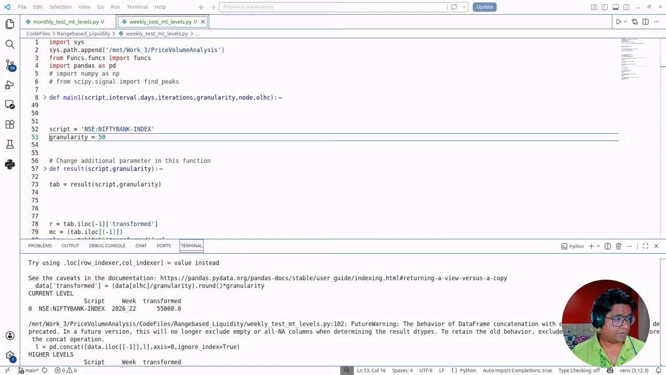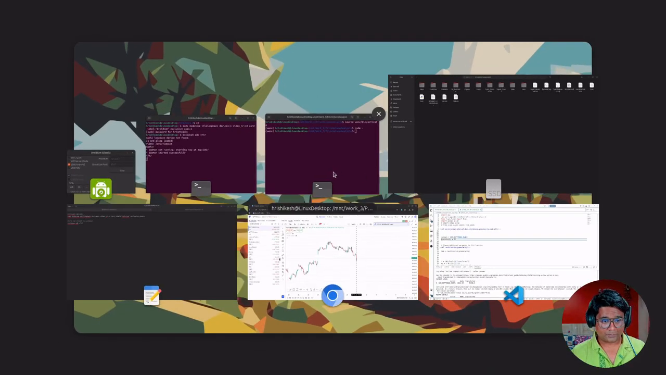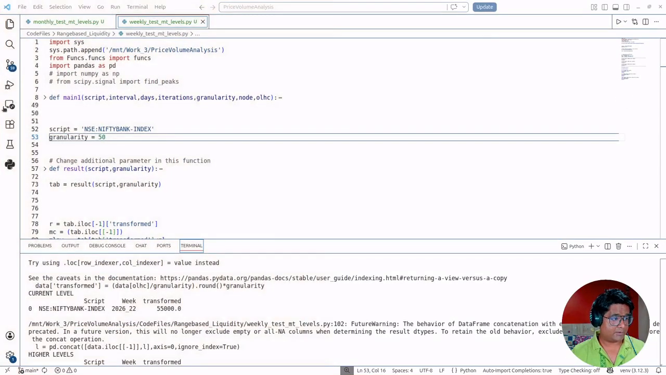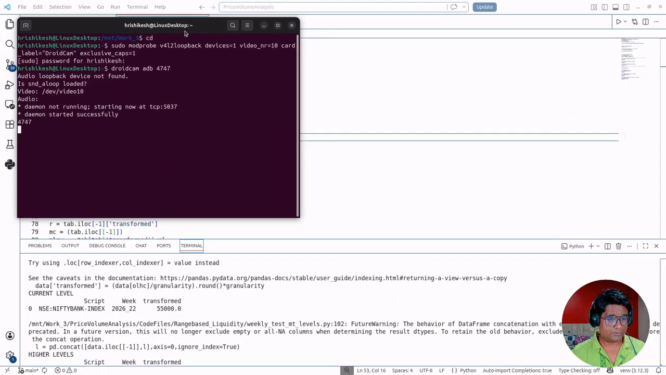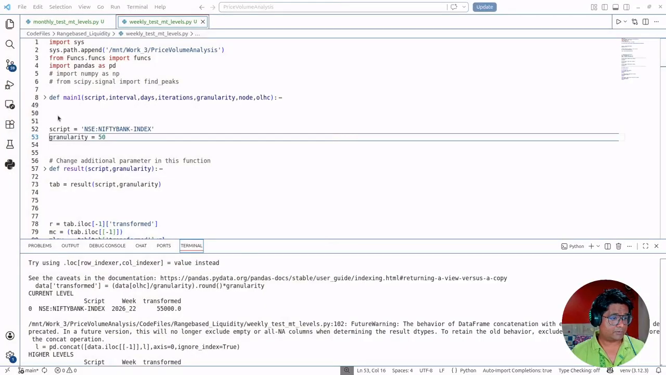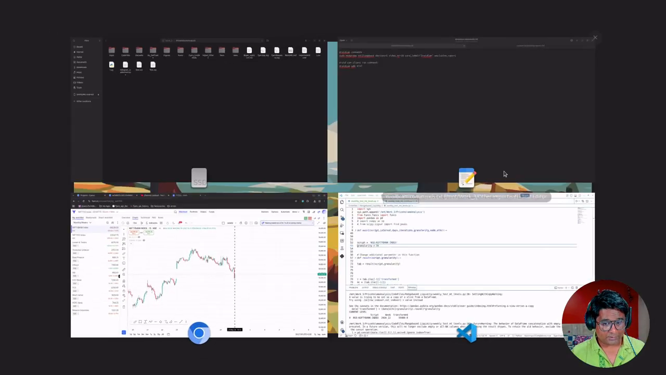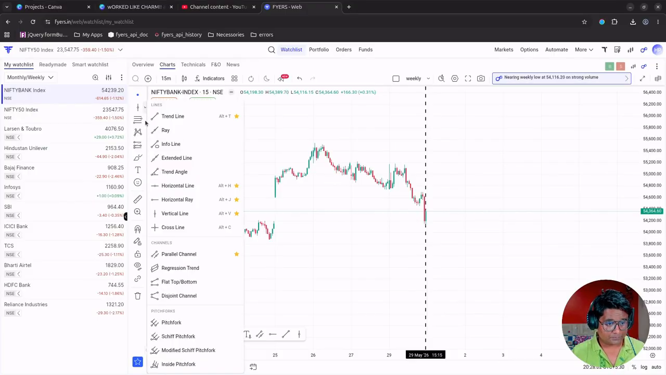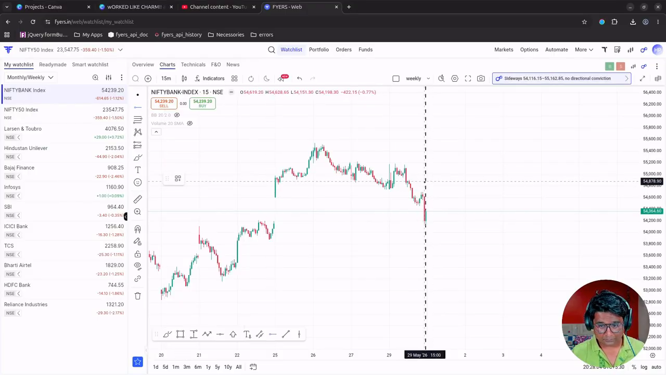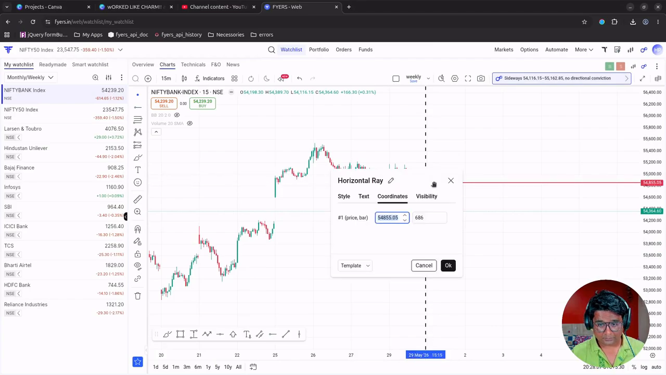Just let me get this window. Get this window right here. Also, let me get this right here. Yes, first level is 55,000.